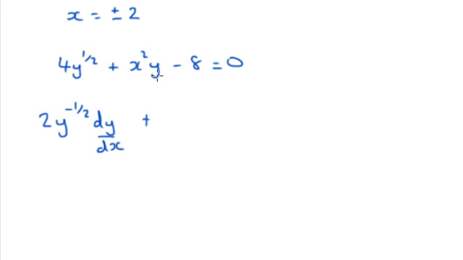Second term, we're going to need to use the product rule. Differentiate the first one, leave the second one alone, plus leave the first one alone, and differentiate y. Differential of y is dy by dx. When we differentiate 8, we get 0, so that just equals 0.